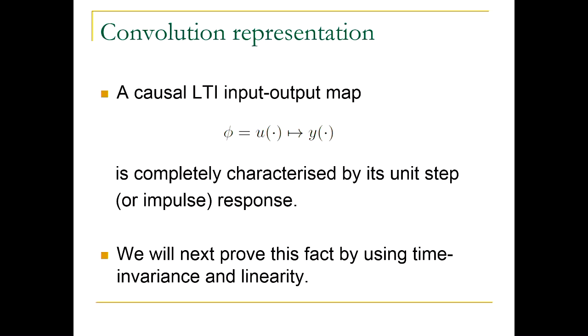So what we want to show is that a causal linear time invariant input-output map is completely characterized by its unit step or impulse response. In other words, we will prove that we can write the system input-output relationship using convolution. And we saw that in convolution there is the impulse response. This function g was the impulse response of the system. So that's what we want to prove. We will do this using time invariance and linearity.